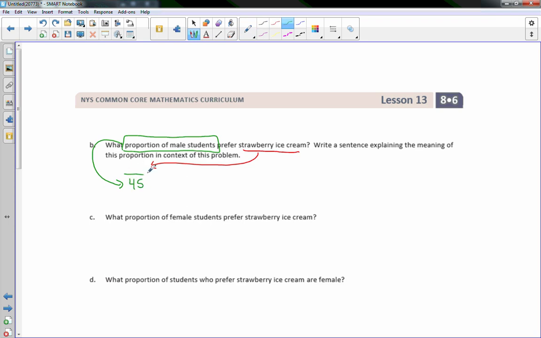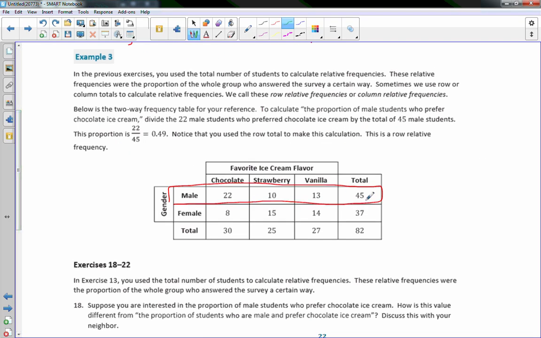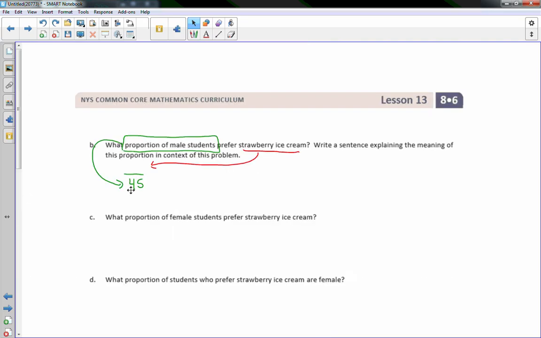That's our total. Of those 45, how many of those guys prefer vanilla ice cream? And the answer is 13. Or was it strawberry? It was strawberry, now that I think about it. So it was that one. Let's make sure. Strawberry? Yes, strawberry. So that is 10. So it's 10 out of 45, which is approximately 22%.